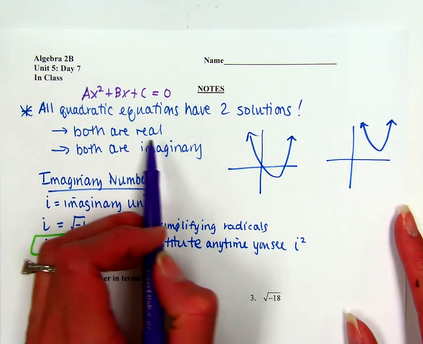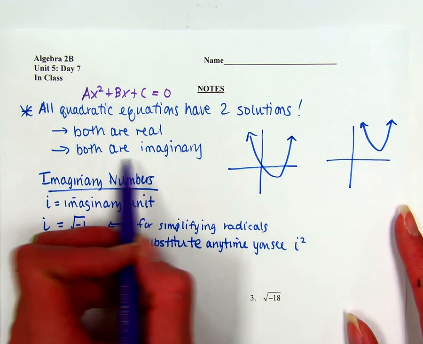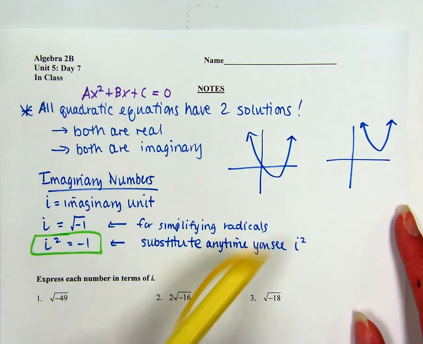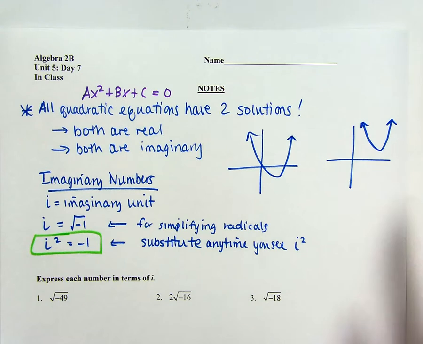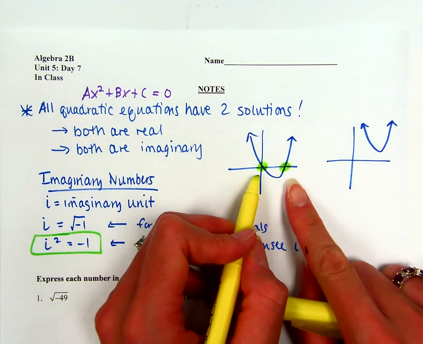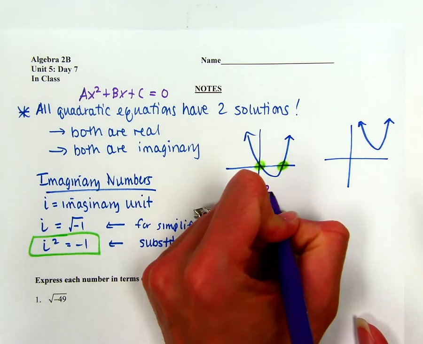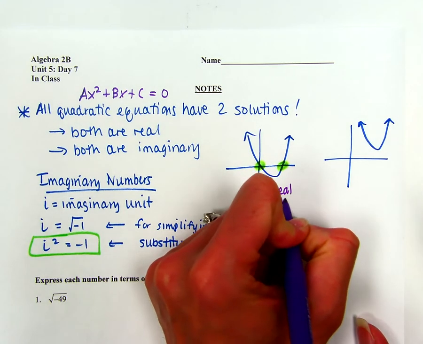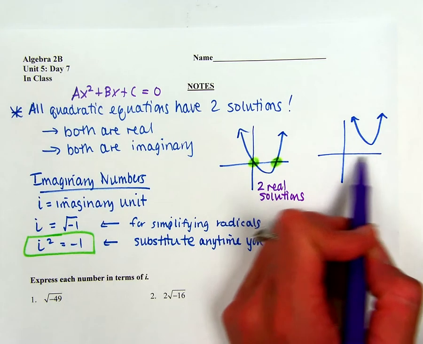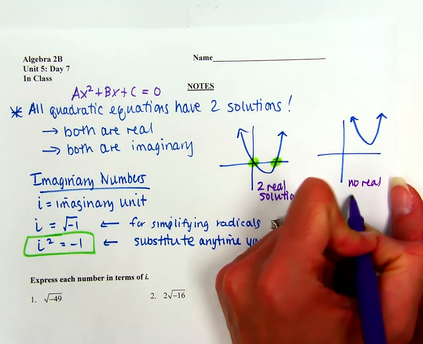Well, either you're going to have both solutions being real, which is what you've done up to this point, but starting today, you can have both of the solutions be imaginary. The easiest way to visualize this is if you took a parabola, our solutions are the same as our x-intercepts. So you know that if you can see two x-intercepts, these are both real. So this has two real solutions. In this parabola, notice that it never crosses the x-axis. So there are no real solutions.